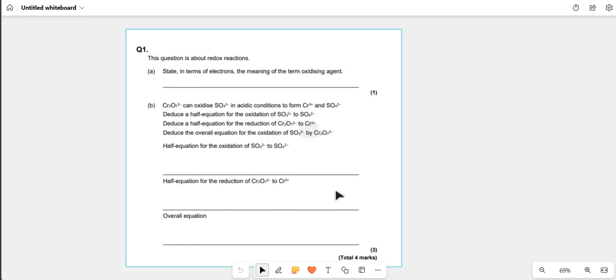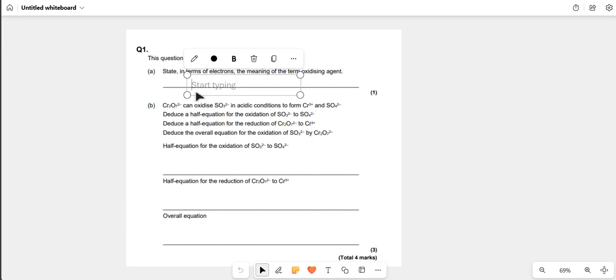So, state in terms of electrons the meaning of the term oxidizing agent. An oxidizing agent itself gets reduced, right? Because it needs to oxidize something else. By oxidizing something else, remember oxidation is loss, OIL RIG. So oxidation is loss of electrons. Therefore, to make something else lose electrons, the oxidizing agent needs to gain electrons. Does that make sense? Because it makes other things lose electrons, it itself will gain electrons. So you can call it an electron acceptor.